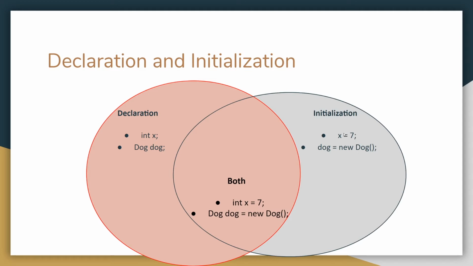When you initialize and you say x is equal to 7, it is basically using a predefined variable. Again, so declaration, you have to state the type. Initialization, you're taking an existing variable and giving it a new value. And you can do both at the same time, obviously.